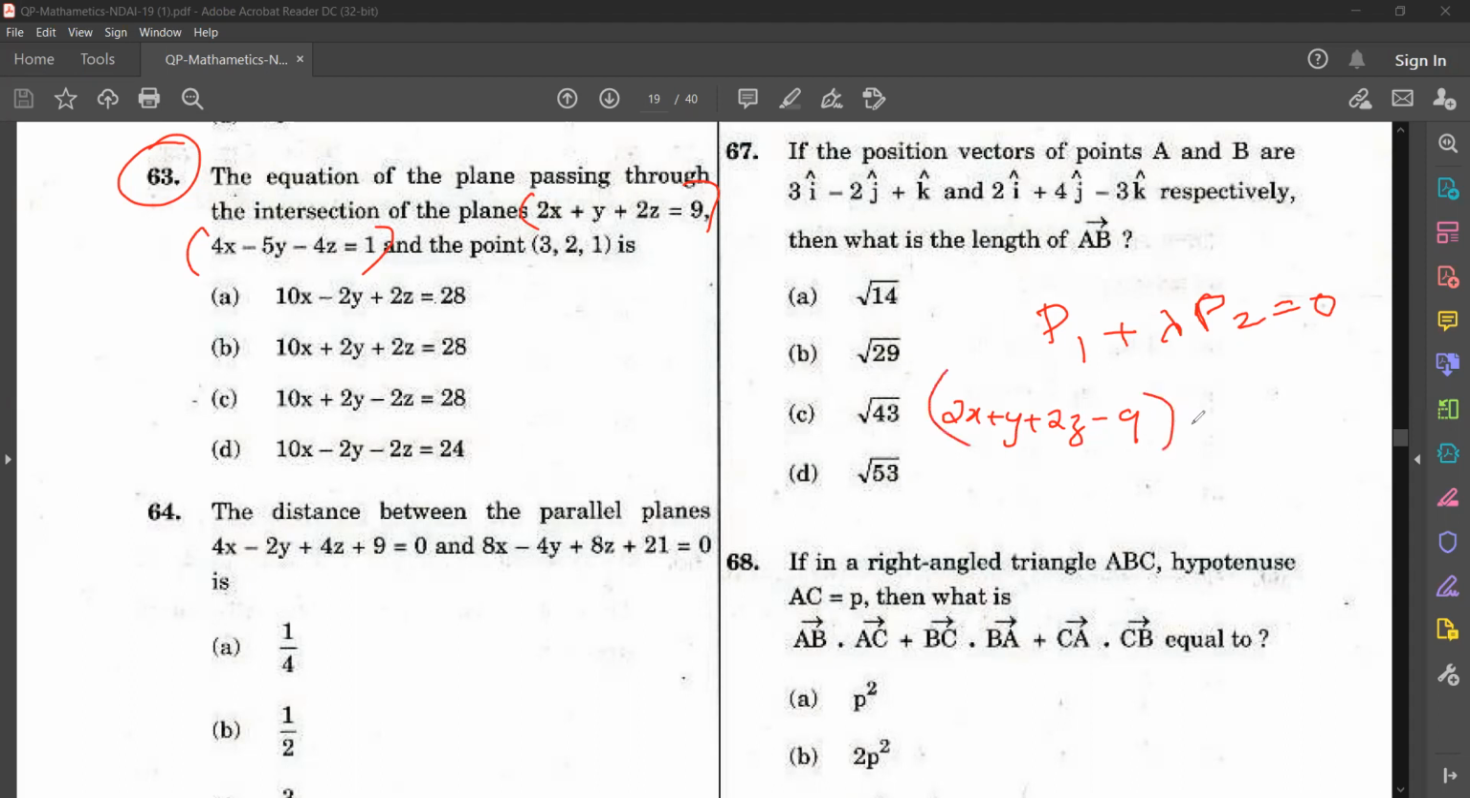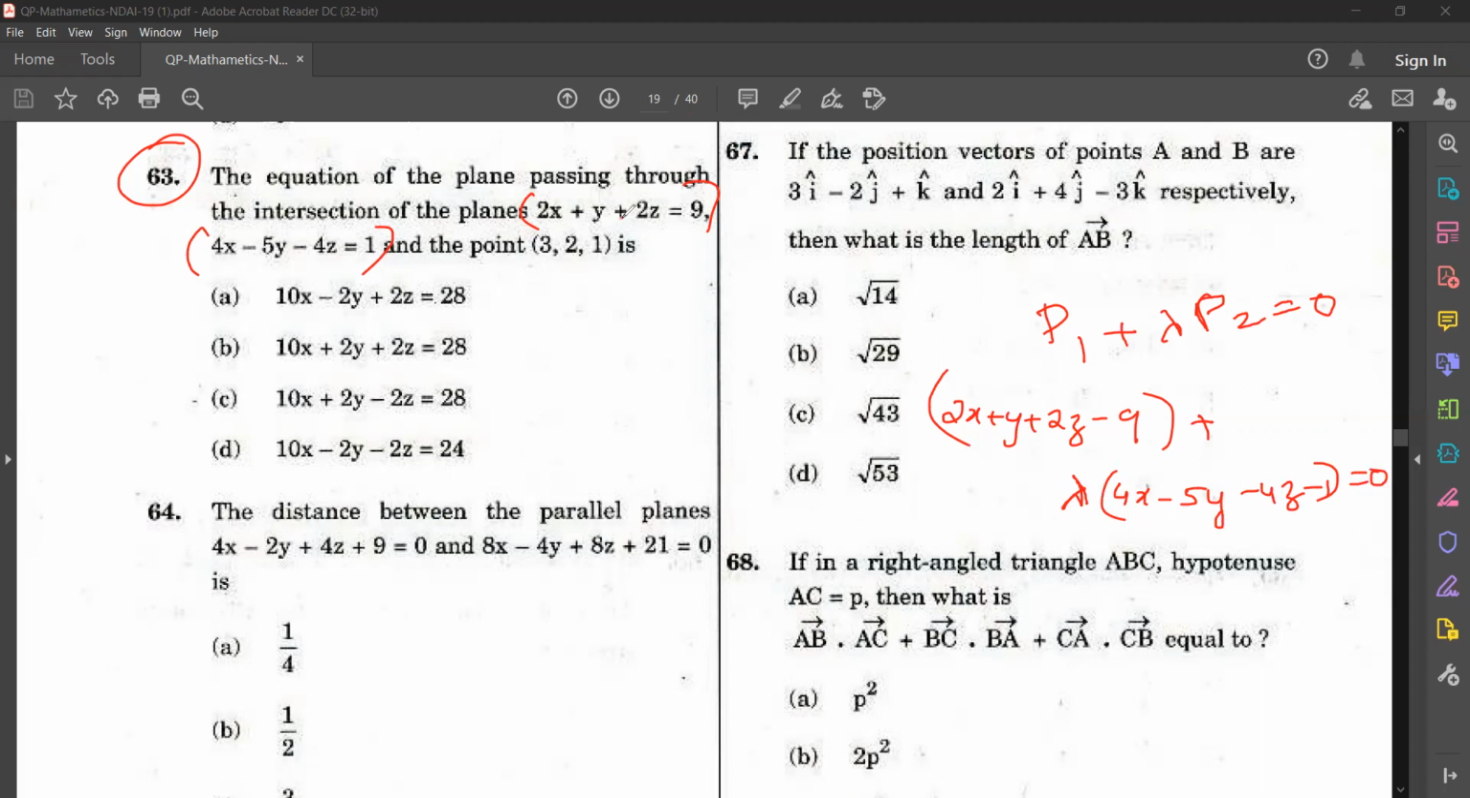Plus lambda into, what is the equation of the second plane? 4x minus 5y minus 4z minus 1 equal to 0. So this is the equation of the plane passing through the intersection of two planes, P1 plus lambda P2. Now see, we don't have the value of lambda.